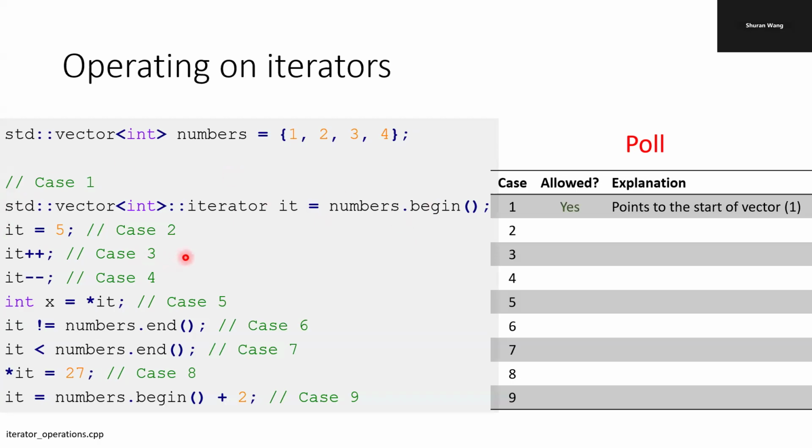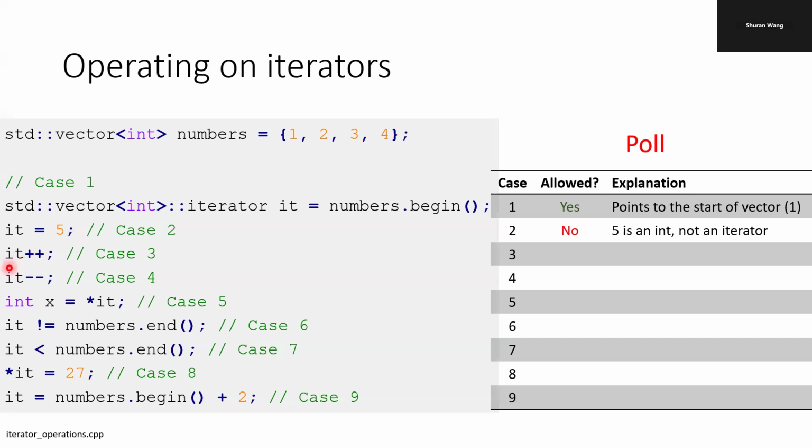Now, case 2, it equals 5. How many of you would think this is valid? How many of you would think this is not valid? I see one hand, two hands. So both of you are correct. It equals 5 is not valid because it is an iterator object, so it's a class. 5 is an integer. You cannot assign any integer to a class object. So no.